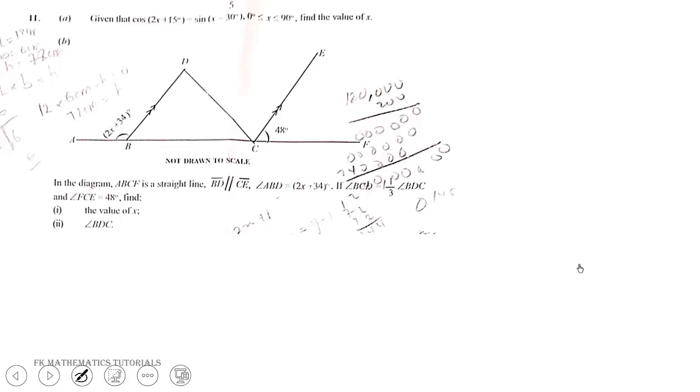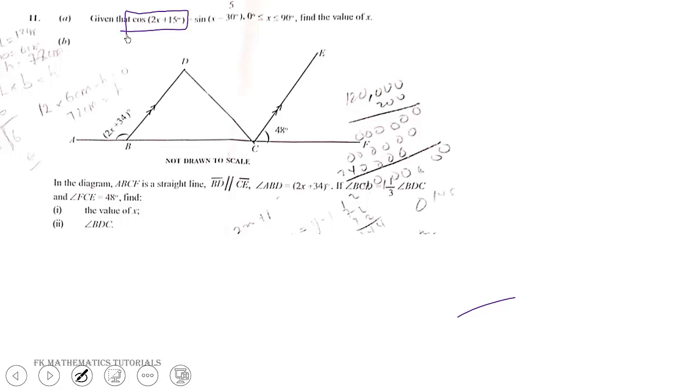So we have this for question 11. Given that cos 2x plus 15 degrees is equal to sine x minus 30 degrees, where x lies between 0 degrees and 90 degrees inclusive, find the value of x.